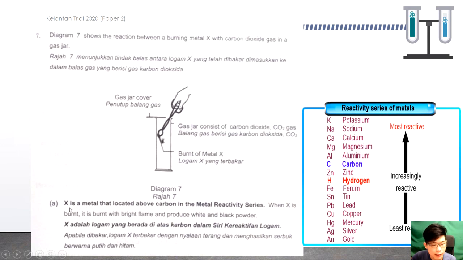So X is a metal that is located above carbon in the reactivity series. When X is burned, it burns with a bright flame and produces a white and black powder. If we look into the reactivity series, the metal X should be higher than carbon in the reactivity series, so that it can react reactively. It can burn in the carbon dioxide gas. So meaning that the metal X we can choose from here. Okay, it can be magnesium or aluminum.